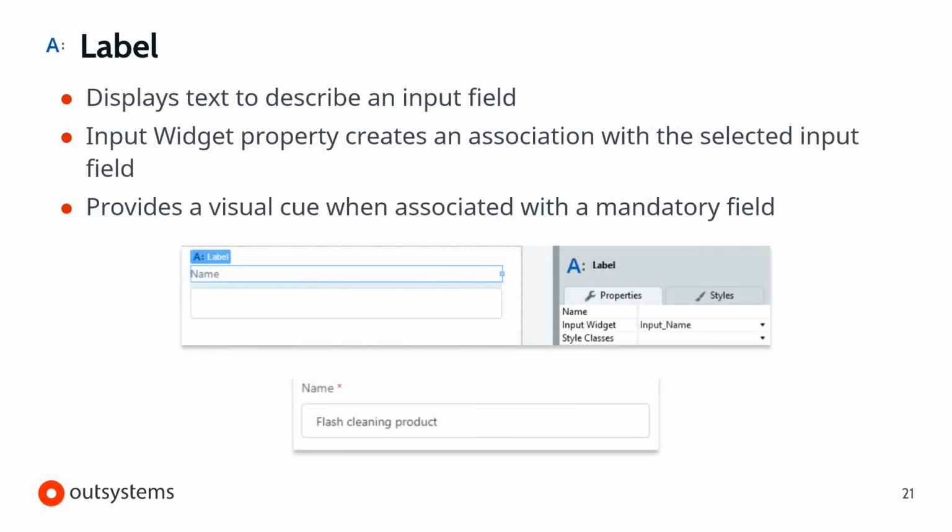In addition to the input widgets, we have the label widget. The label helps identify the purpose of each input field. This widget displays static text to describe any of the introduced input fields, which helps the end user to understand which data is expected. The label has a property called input widget that associates the label with the respective field. When this input field is mandatory, the label will automatically display a visual cue to the user.